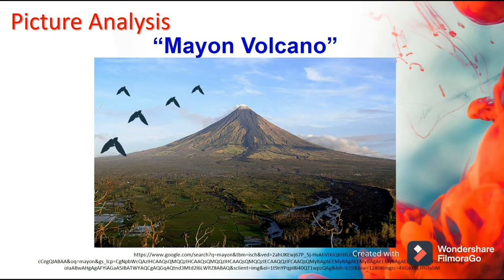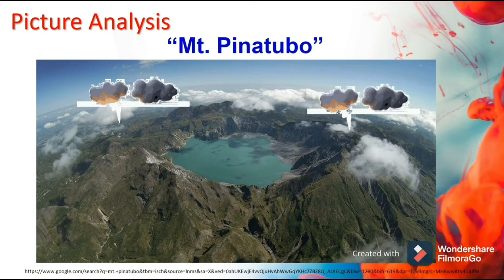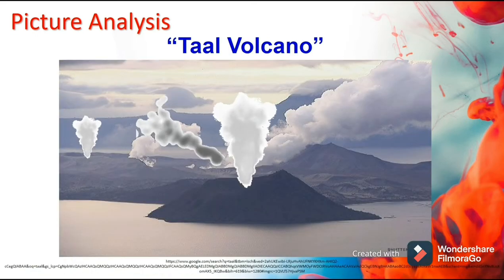Mayon is a highly active stratovolcano with recorded historical eruptions dating back to 1616. The most recent eruptive episode began in early January 2018 and consisted of phreatic explosions, steam and ash plumes, lava fountaining, and pyroclastic flows. Mount Pinatubo, Taal Volcano, and Mount Mayon are all considered active volcanoes in the Philippines.